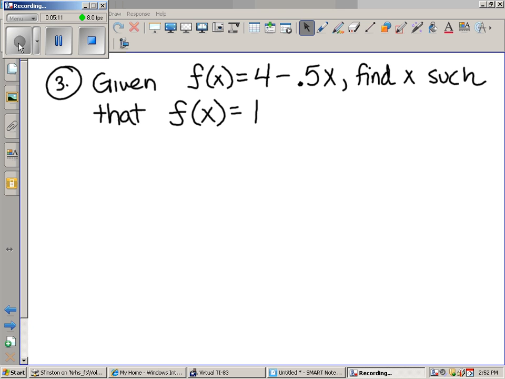New kind of problem. Let's read through it. Given f of x equals 4 minus 0.5x, find x such that f of x equals 1. Is all of this f of x business confusing you? No, you just gotta plug in the x somewhere, but it's gonna equal 1. Have you ever heard of something called substitution? What do you think you're going to substitute and where?